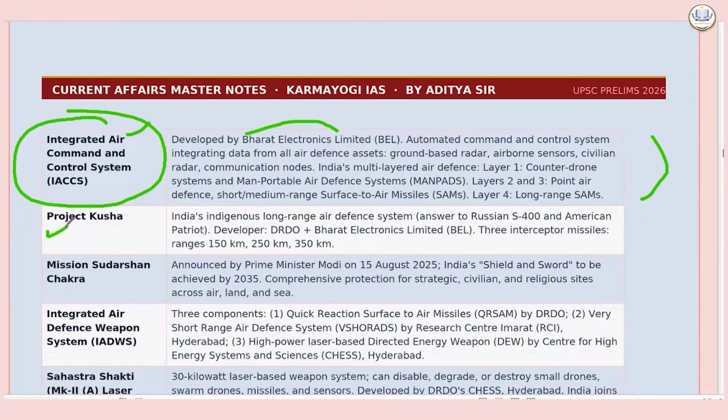Then we have Project Kusha. That is India's indigenous long-range air defense system, the answer to Russia's S-400 and America's Patriot, developed by DRDO and BEL. Three interceptor missiles with ranges of 150 km, 250 km, and 350 kilometers.